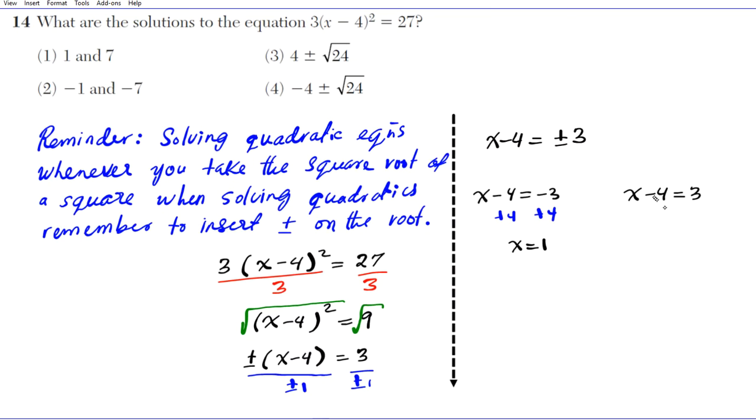And the other one, same procedure, add 4 to both sides. And the answer is x equals 7. So the solutions are 1 and 7, option number 1.